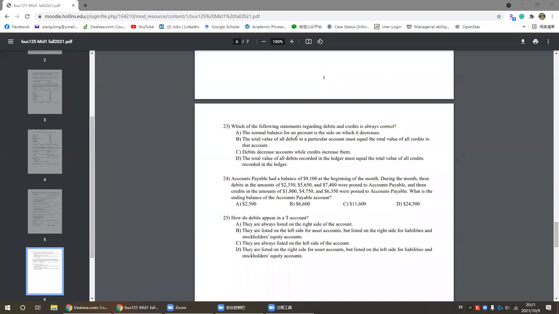Okay, the normal balance for an account is the side on which it decreased. That's wrong. The normal balance of the account, for example, if it's cash, it's an asset. Normally, the normal balance will be the side when it was increased. So as you see, cash normally has a normal balance on the left side, because whenever cash increases, we need to debit it.